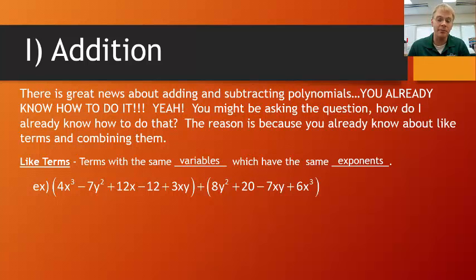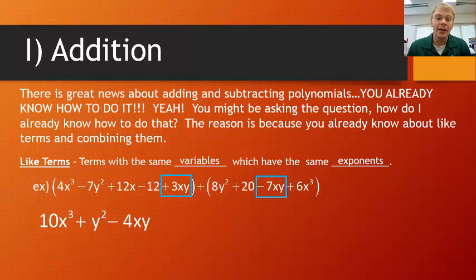So I've got a 5-term polynomial plus a 4-term polynomial. The first thing I have to do is look for any like terms between either polynomial. We can see that 4x to the 3rd and 6x to the 3rd are like terms, so I'm going to combine those and get 10x to the 3rd. We can see that negative 7y squared and positive 8y squared are like terms, so I'll combine those and get 1y squared, or just y squared.